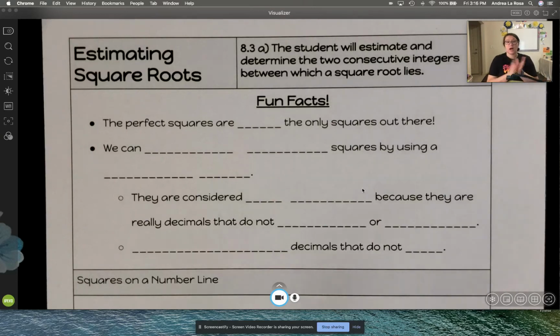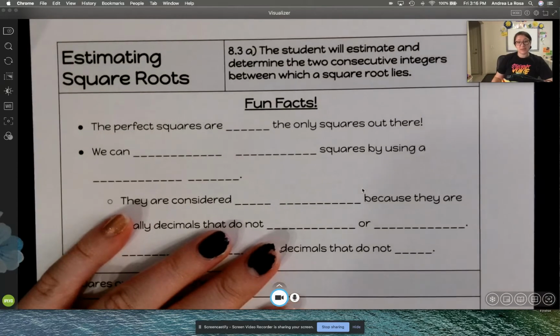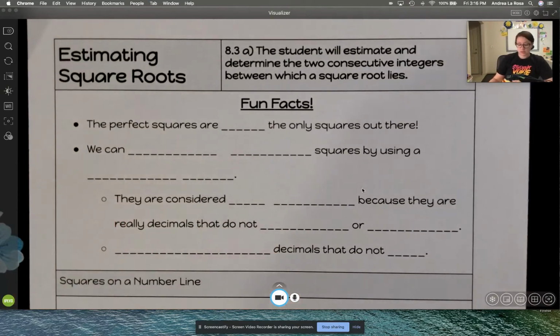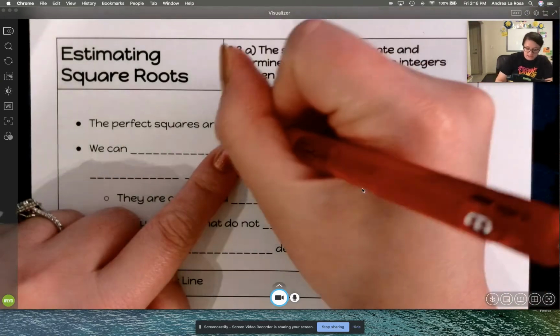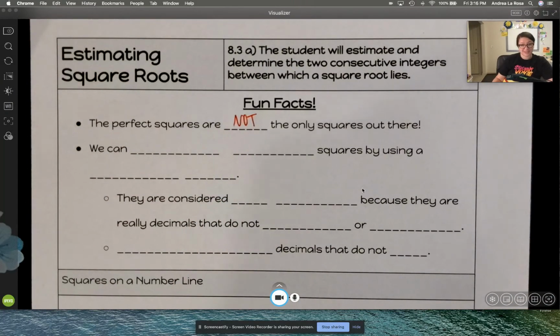Okay, so up until now, we've only been working with the perfect squares and the square roots. What we're going to go into now is something that we did a little bit in seventh grade, not a ton, but we did talk about it just a little bit. And it goes into estimating square roots. So we have perfect squares and those perfect square roots, but those are not the only kind of squares out there.